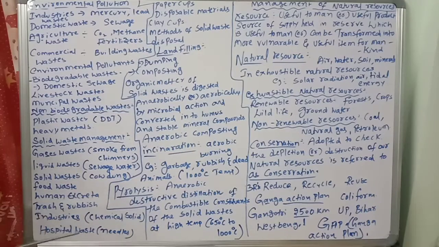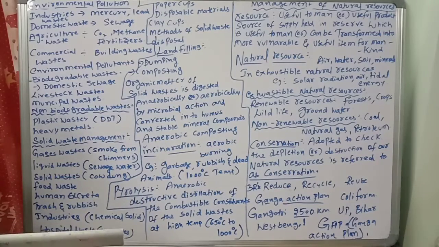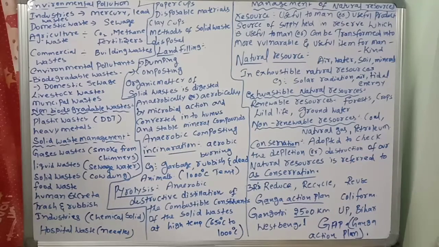Pyrolysis is a very important term. It's an anaerobic destructive distillation of the combustible constituents of the solid waste at high temperature. What does that mean? What are the combustible components of solid waste at high temperature? We use high temperature, and what are we doing? Burning, in an anaerobic way, destructive distillation, the combustion of constituents of the solid waste at high temperatures.